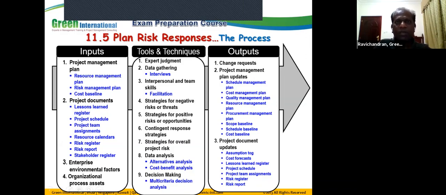Why we need the stakeholder register? Here we are trying to come up with the best option of action plans, which will help us in reducing the impact on the project, right? So that we will be able to achieve the project objective. So how are we going to achieve it?